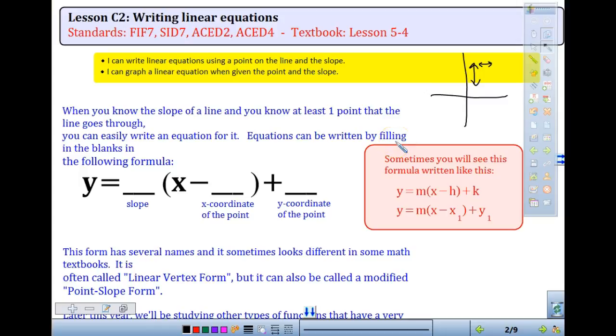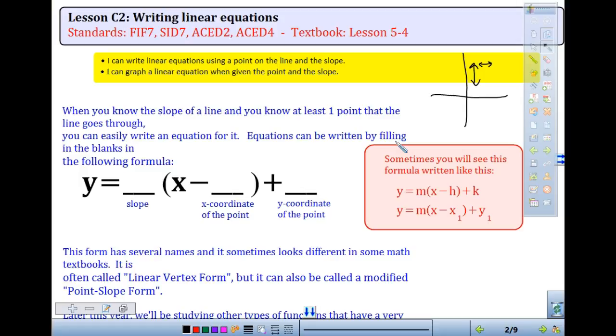So we're getting into this next part in our notes, and this is going to be a little different than maybe what you looked at before. So, writing equations. If we look at our I can statements, I can write a linear equation using a point on the line and the slope, and I can graph this. Now, we are starting this a little differently than when you did slope-intercept last year.